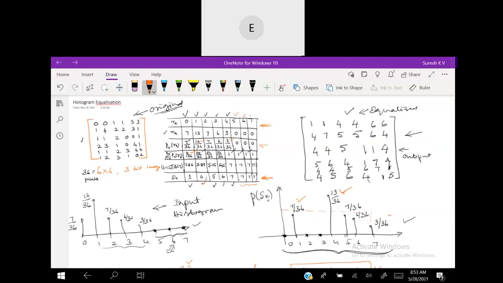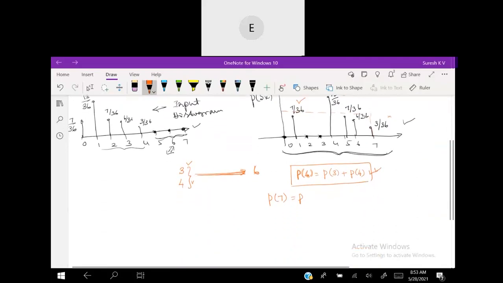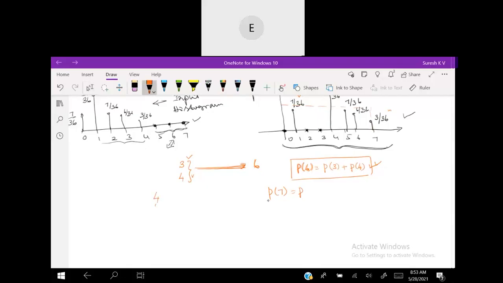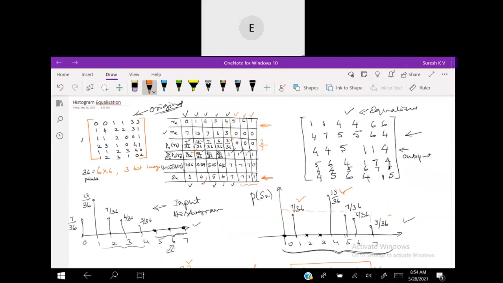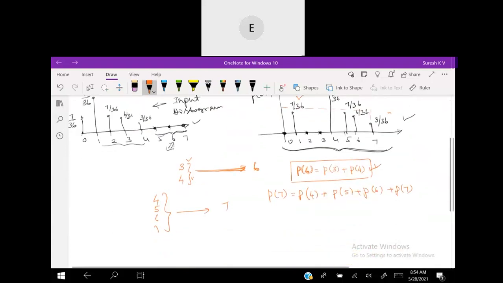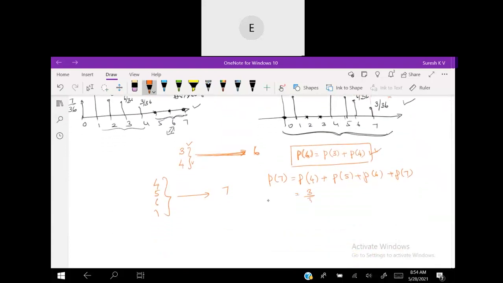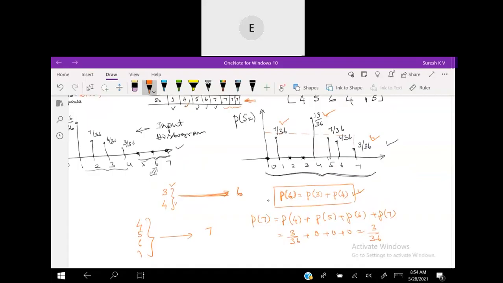4, 5, 6, 7, all the 4 gray levels are mapped to 7. So 4, 5, 6, 7, all of them are mapped to 7. Therefore, probability of 7 should be probability of 4 plus probability of 5 plus probability of 6 plus probability of 7. Now in our case here, if you carefully observe in the input image, probability of 5, 6, 7 is 0. Therefore, it is actually 3 by 36 plus 0 plus 0 plus 0, which will be the final value 3 by 36, which you can observe here.